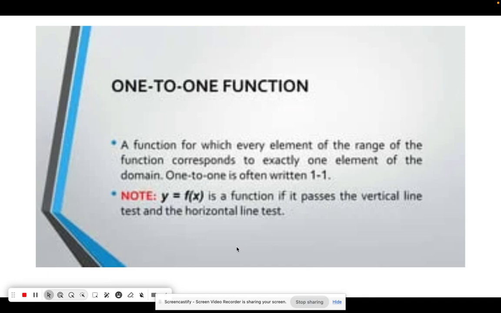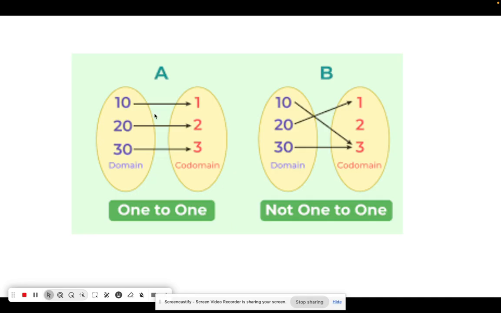Now, for a function to have an inverse function, it must be a one-to-one function. What is one-to-one? One-to-one means every input should only have one output, and every output should only have one input. Every x and y: there is no repetition of x and no repetition of y. They're unique, and they have to pass the vertical line test and the horizontal line test. So let us look at this one. This one is one-to-one because every input and every output has one value. There is no repetition at all.